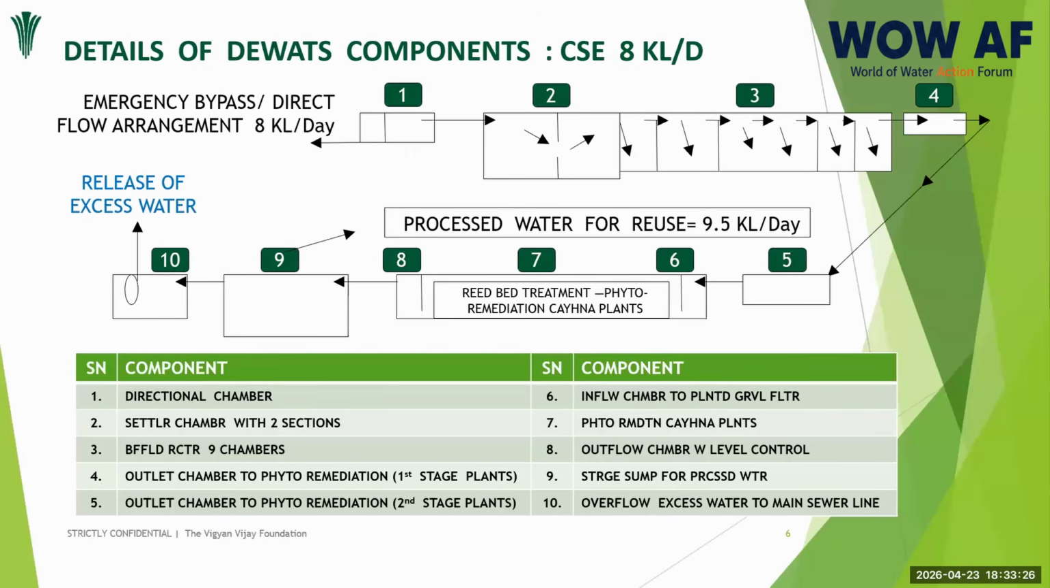This directional chamber is given on a twin basis. That means one directional chamber is used for one day, and it is changed over to the next directional chamber the next day. This chamber will have some filtration, a big screen filtration, to filter out plastics and other things coming as floaters.